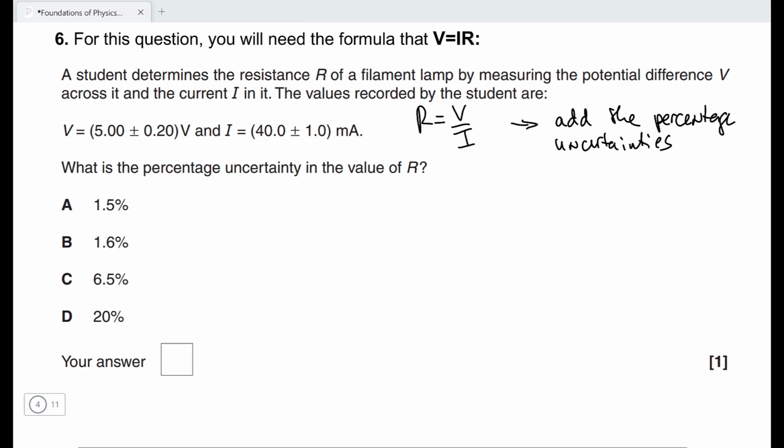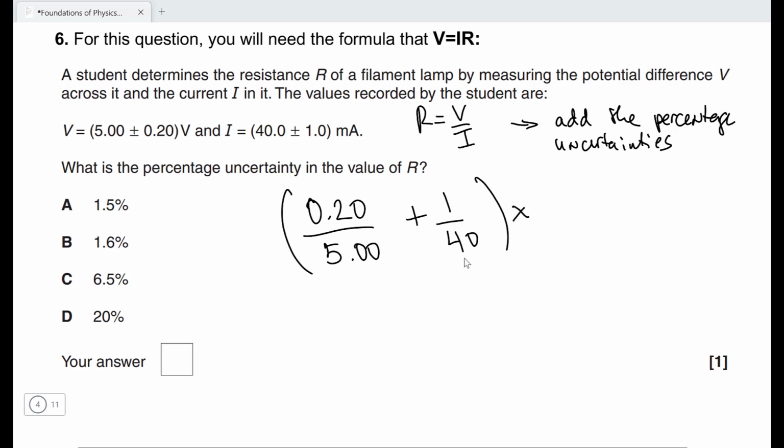Remember, your percentage certainty is equal to your absolute uncertainty divided by the value times 100. So it's going to be 0.20 over 5.0. Then to that, I'm going to add the other percentage uncertainty in I, which is going to be 1 over 40. I'm not bothering to write down the units because they're just going to cancel out from the top and the bottom of the fraction. Then I'm going to multiply them all by 100 together as a percentage. If I do that, I'm going to get about 6.5%. Therefore, the correct answer is C.